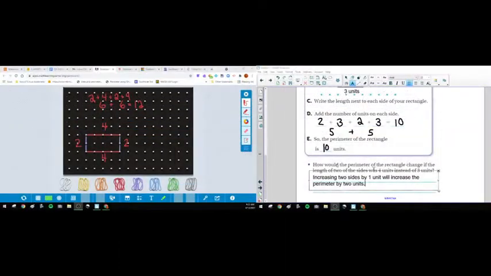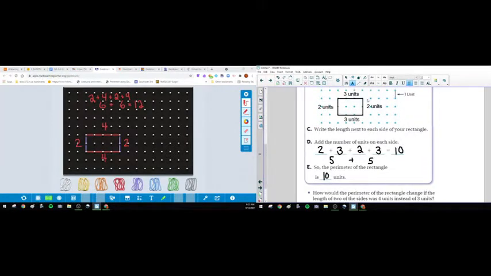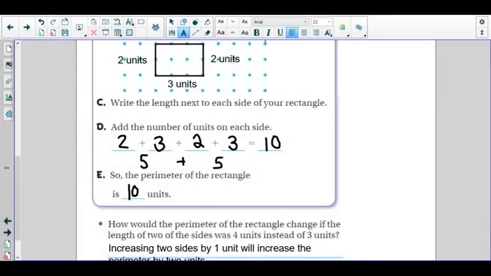Let's see, we'll get right here. So we had 10 originally for this geoboard. But then when we increased it by 1 length here, this length right here that we increased, that is 1. And this right here we increased, that's 1. So the 1 and the 1, which is then 2, is going to get added to the original perimeter, and it's just going to increase by 2.